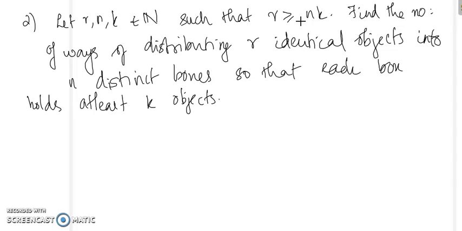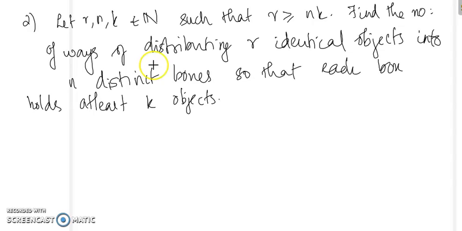So what we do here is, since every box must have at least k objects, we will place k objects in each box. So that will become now total nk, and the remaining objects are r minus nk. So these r minus nk objects can be distributed in an arbitrary way to the n boxes. So that is the required number of distributions.